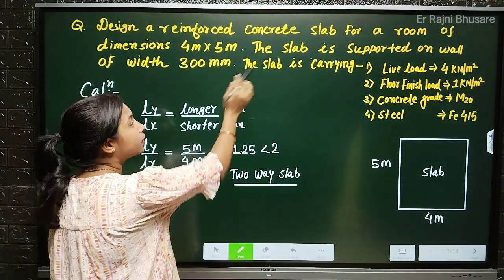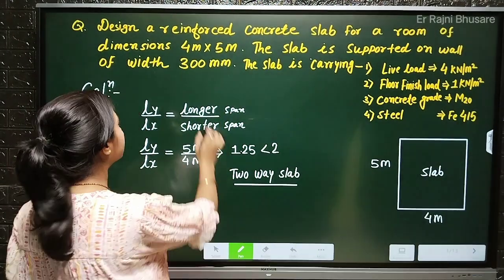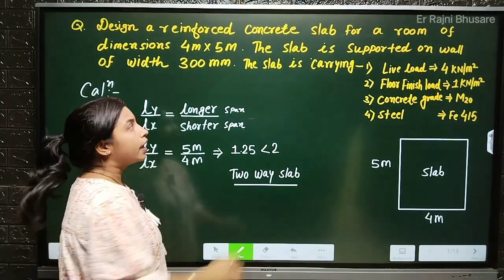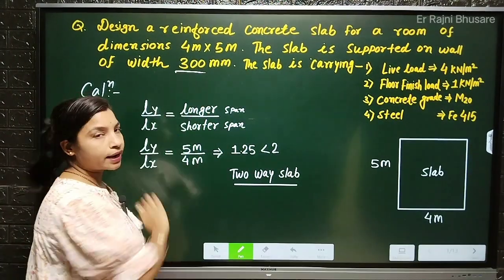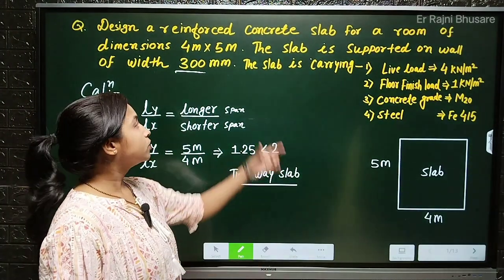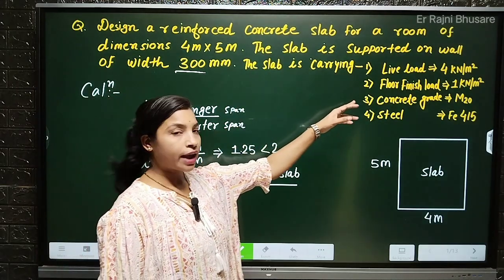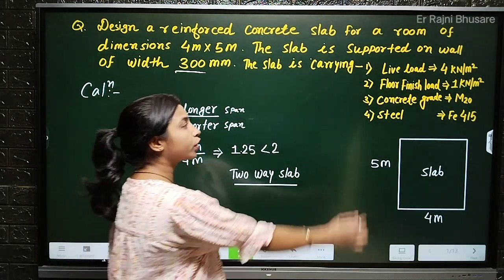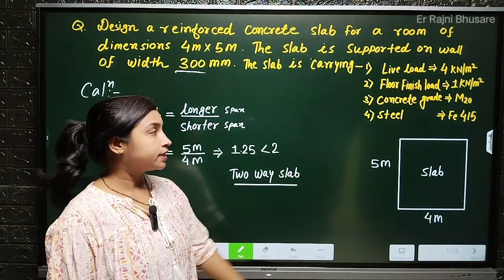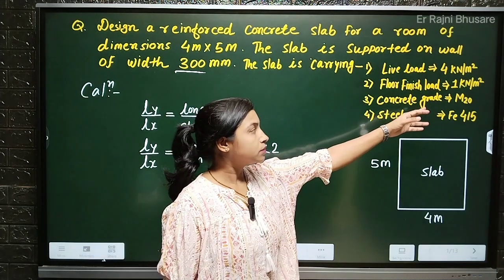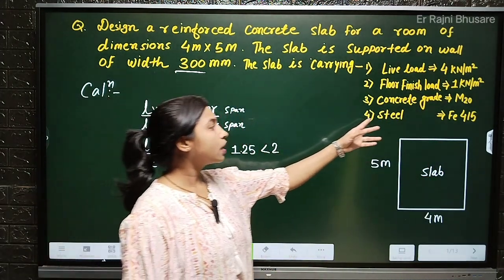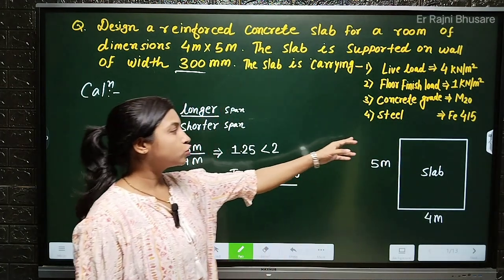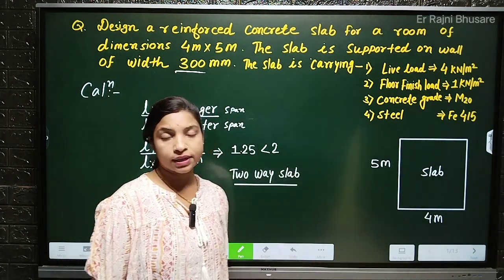Design a reinforced concrete slab for a room of dimension 4 meter by 5 meter, and the slab is supported on a wall having width 300 mm. We have the given data. The slab is carrying a live load of 4 kilonewton per meter square, the second is floor finish load of 1 kilonewton per meter square, and third, we are using concrete grade M20 and steel Fe415. Is that clear?